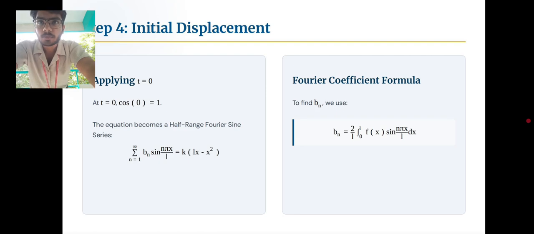Now the initial displacement. Finally, we determine bn using the initial shape at t equal to 0. The cosine terms become 1. This leaves us with a Fourier sine series equal to the parabolic function: the sum of bn sin(n pi x by L) equals k(Lx minus x squared), and we use this to isolate the value of bn.